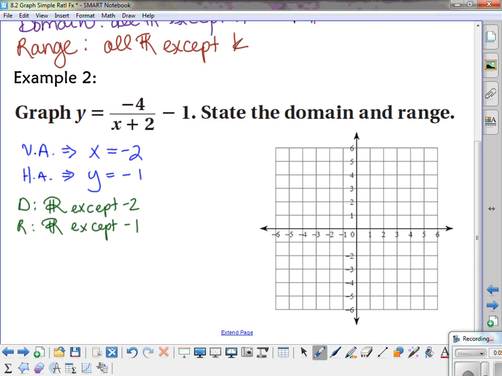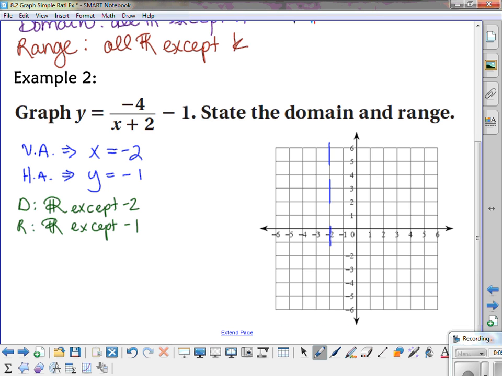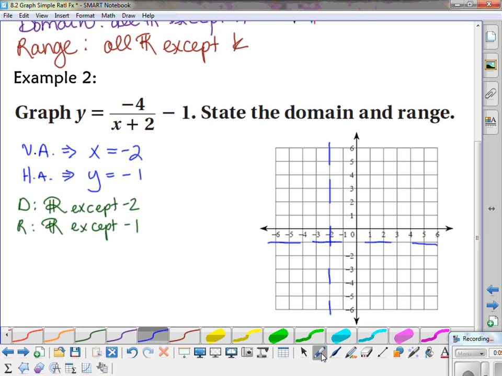So what I'm going to do to graph it, I'll go ahead and draw my asymptotes on there. So x equals -2 and y equals -1. Asymptotes are lines. They should be written as the equation of a line, so don't just write a number for an asymptote. You always have to write x equals the number or y equals the number, depending on which one it is, okay?